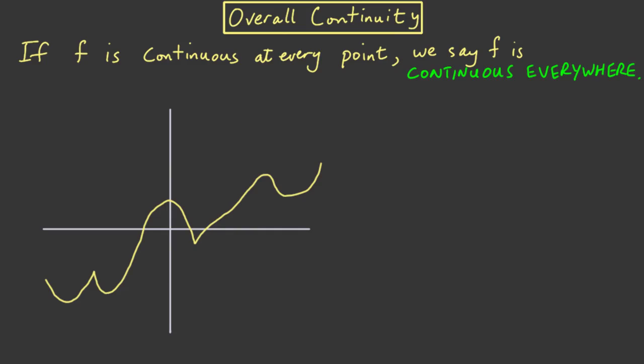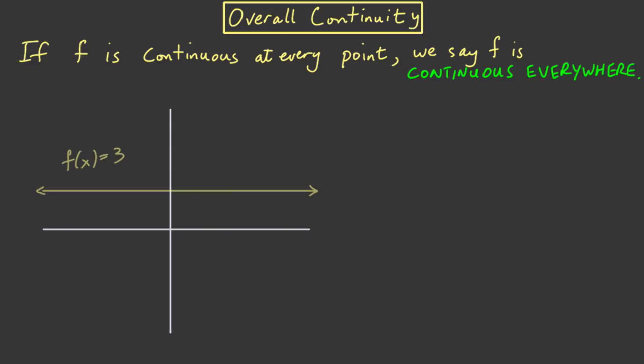Let's look at a couple of basic functions. First, the constant function f of x equals 3. So here it is. And we asked you to think about this one, and hopefully you realize that this function, and indeed any constant function, will be continuous at any point. So that's our first example of a function that's continuous everywhere, the constant functions.